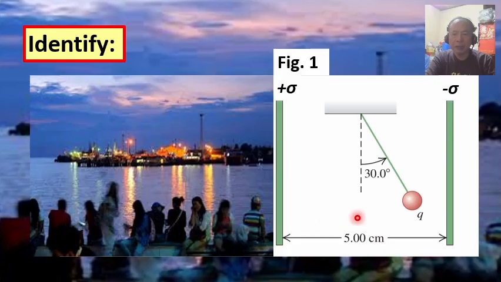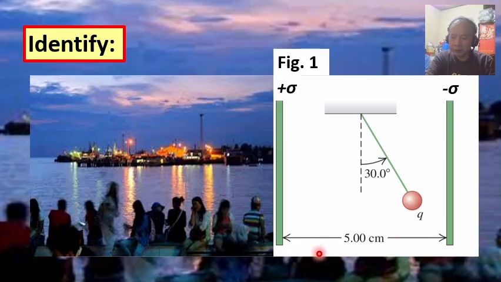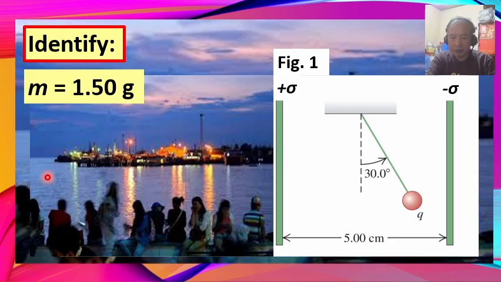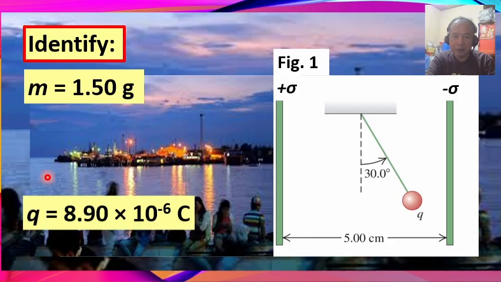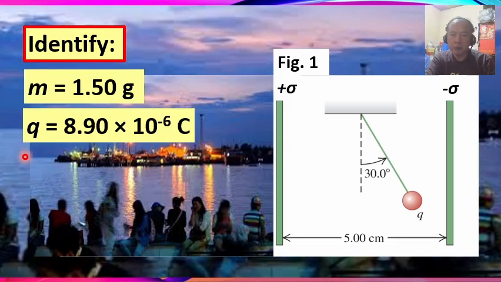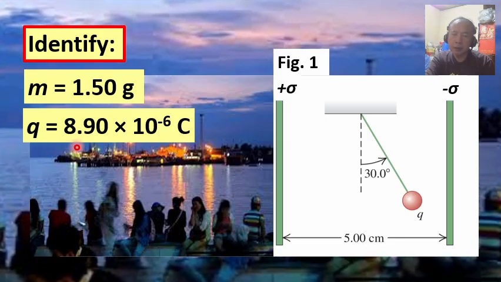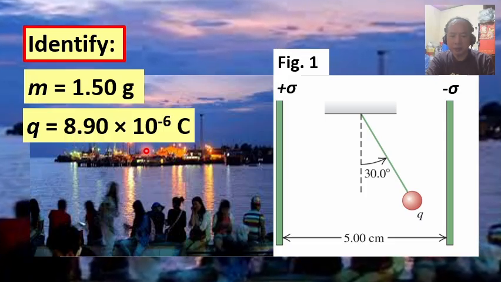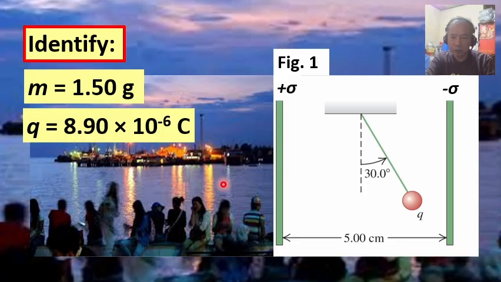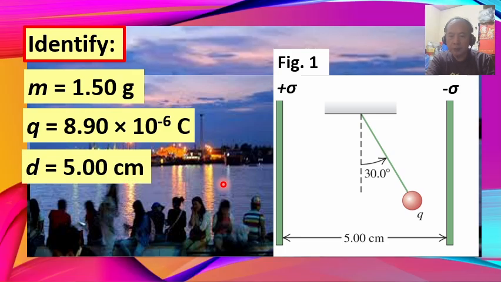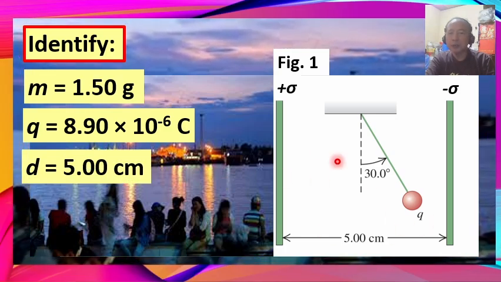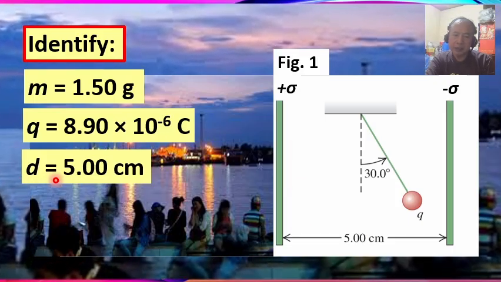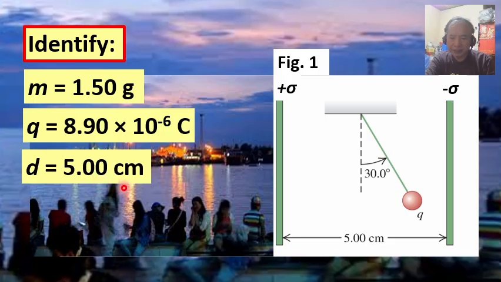And the mass of the charged sphere is given, equal to 1.50 grams, and its electrical charge, denoted by small letter q, is also given, the magnitude of which is 8.90 times 10 raised to the negative 6 coulomb. And the separation distance between the parallel plates, denoted by small letter d, is equal to 5.00 centimeters.